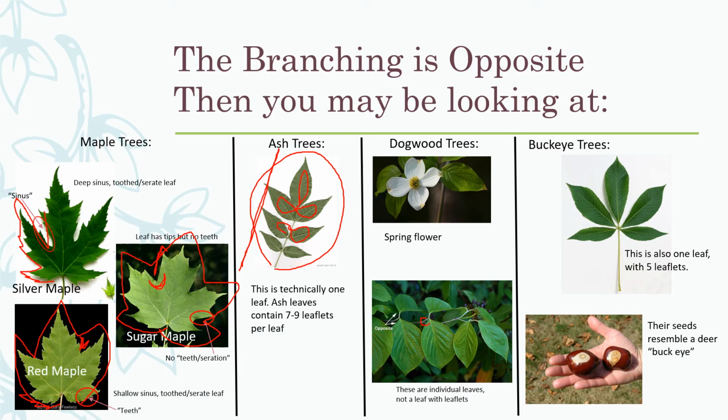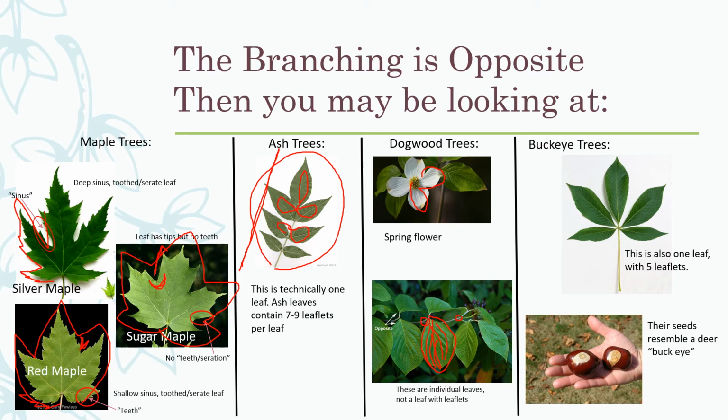All right, so dogwoods have very clearly opposite branching. They have these really pretty big white or pink flowers in the spring, and then these leaves are very individual, and they've got parallel running veins. So they don't have branching veins, they've got parallel running veins.